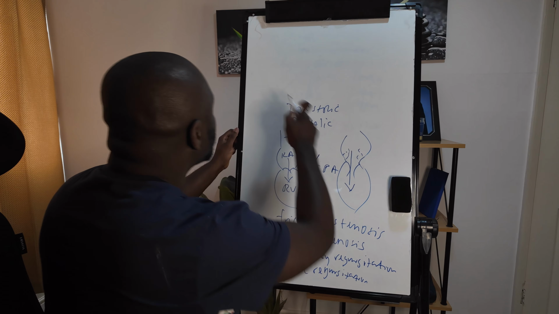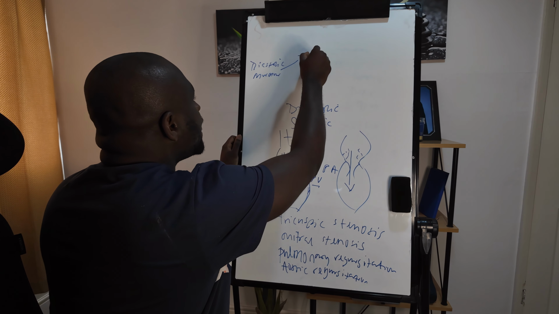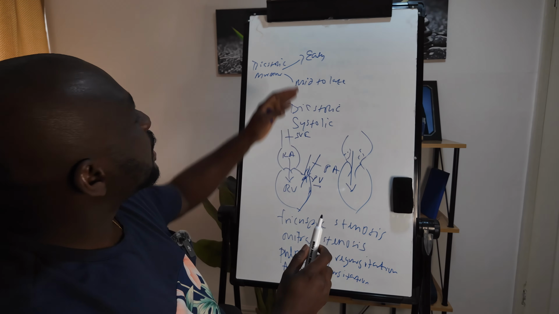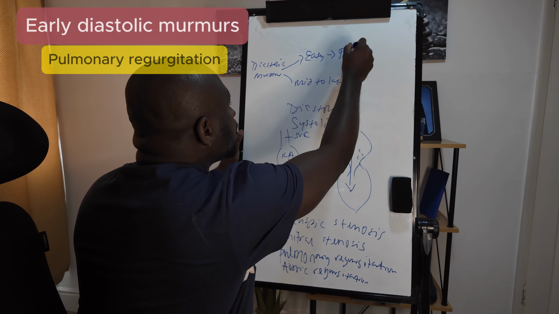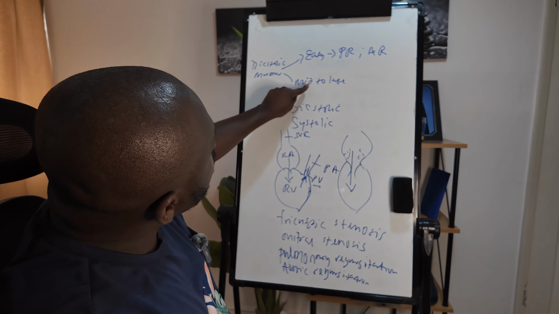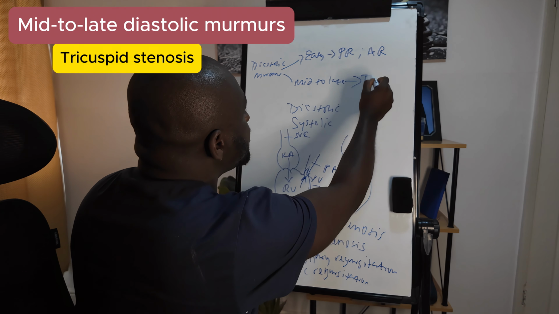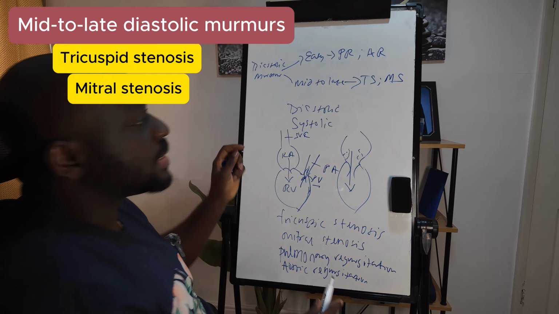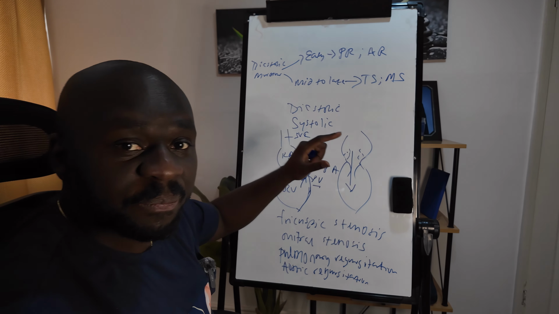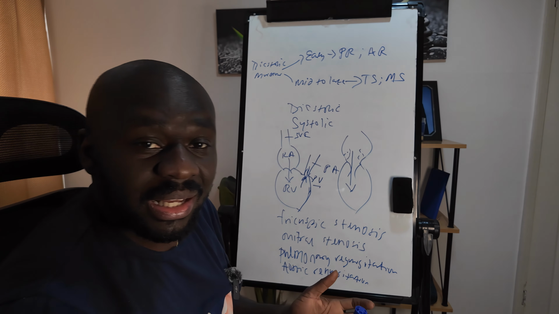So if you come to diastolic murmur, we classify it into early, and then we have mid to late diastolic murmur. For the early diastolic murmur, we have the pulmonary regurgitation, PR, and the aortic regurgitation, AR. Those are the early diastolic murmurs. For the mid to late diastolic murmurs, we have the tricuspid stenosis, TS, and the mitral stenosis, MS. That is the classification of diastolic murmurs. So we've understood how diastolic murmurs happen.